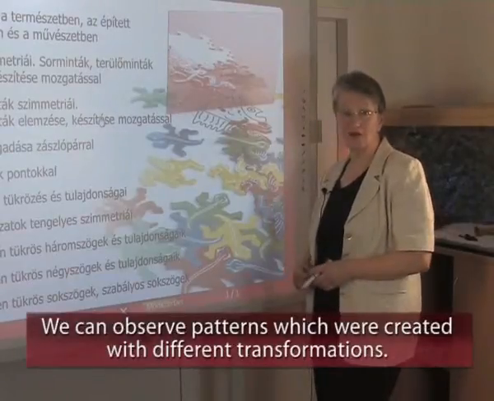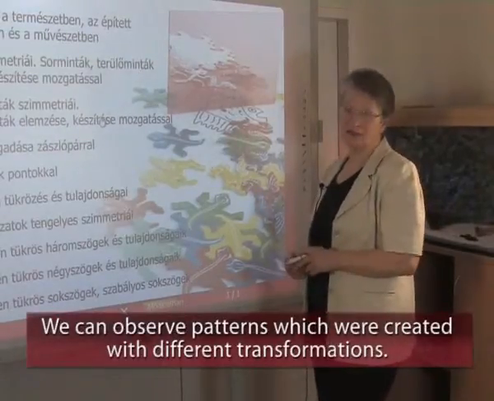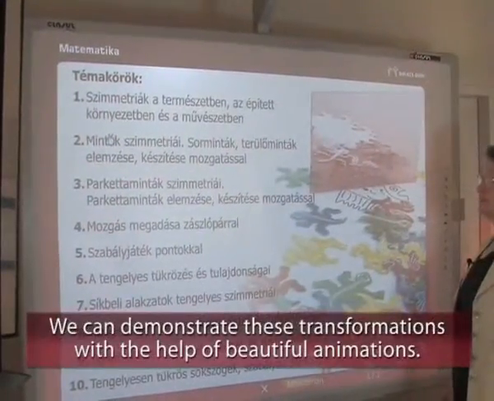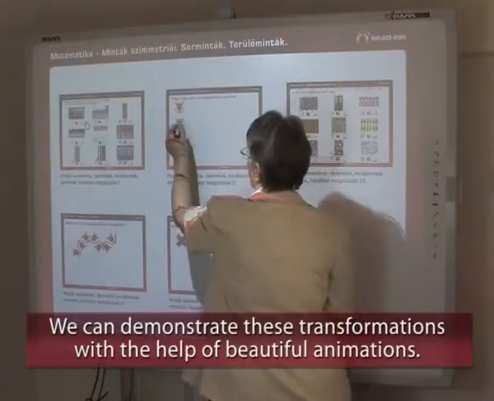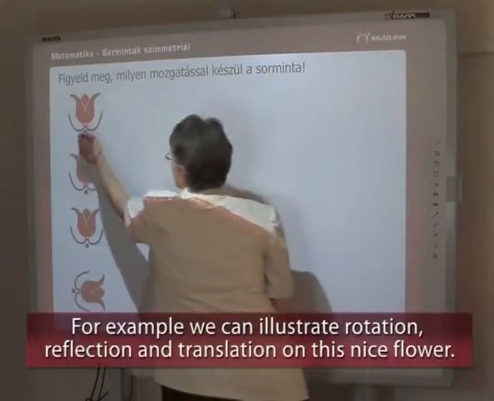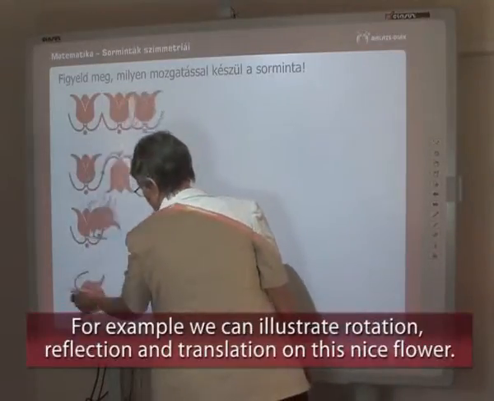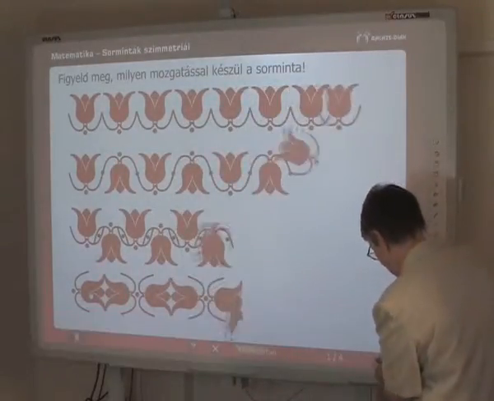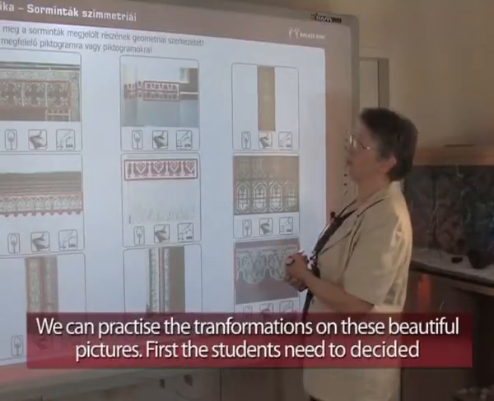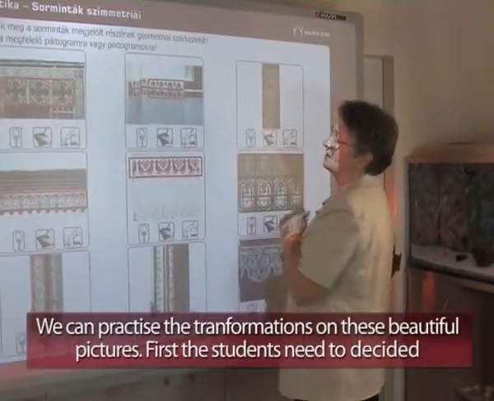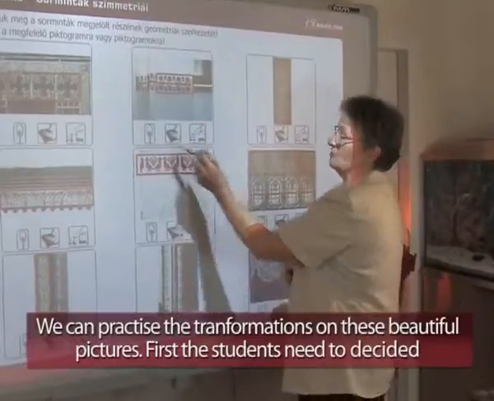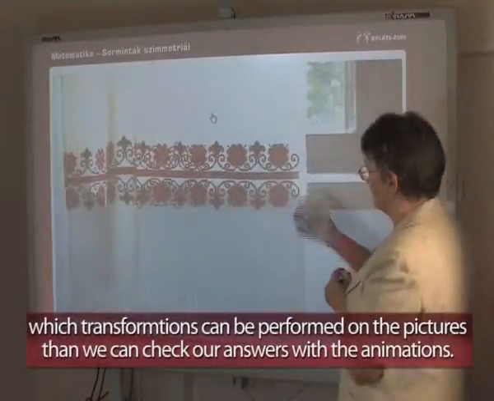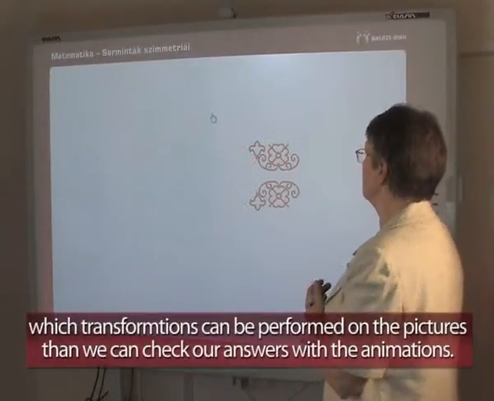We can observe patterns which were created with different transformations. We can demonstrate these transformations with the help of beautiful animations. For example, we can illustrate rotation, reflection, and translation on this nice flower. We can practice the transformations on these beautiful pictures. First, the students need to decide which transformations can be performed on the pictures. Then, we can check our answers with the animations.